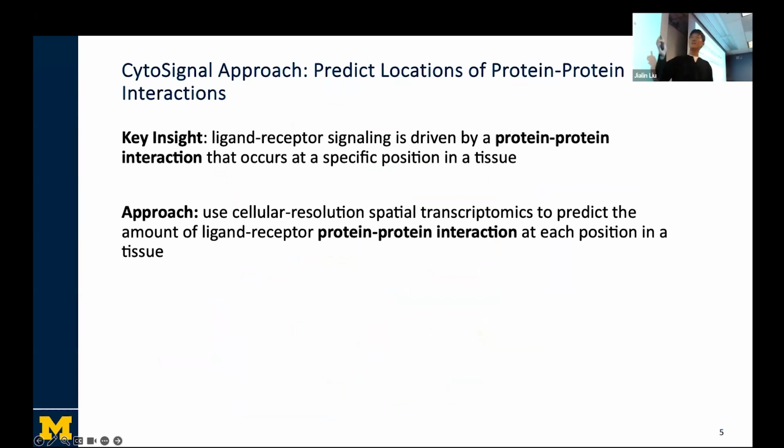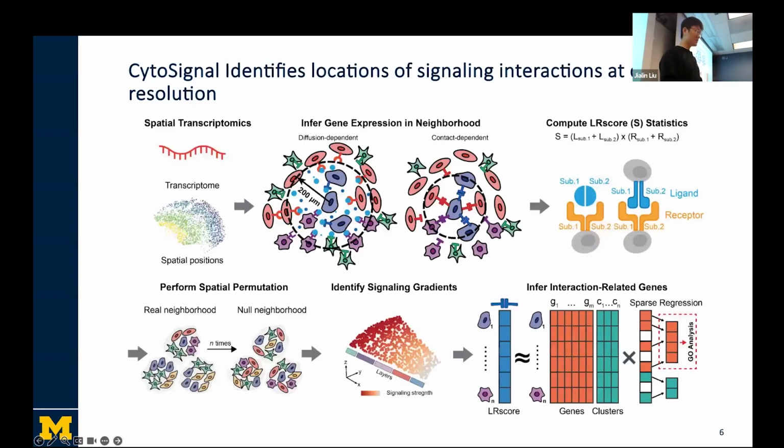One of our key insights is that we believe ligand-receptor signaling is driven by protein-protein interactions that occur at a specific location in the tissue. Spatial transcriptomics now enables us to measure the transcriptome and also the corresponding locations in the tissue. So we want to use that to predict the amount of ligand-receptor protein-protein interaction at each position in the tissue.